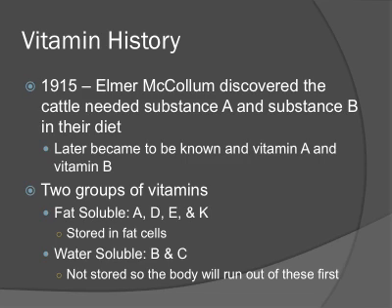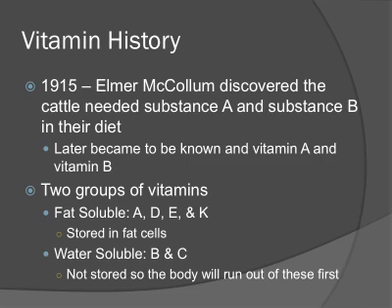A little bit more history. There are two main groups of vitamins: fat-soluble vitamins and water-soluble vitamins. Fat-soluble vitamins are A, D, E, and K, and these are often stored in your fat cells. Water-soluble vitamins are B and C. These are not stored in your body, so you're going to run out of these really quickly if they aren't constantly in your diet. And that is a test question right there, so I would maybe remember that for when you come to your test in a little bit.